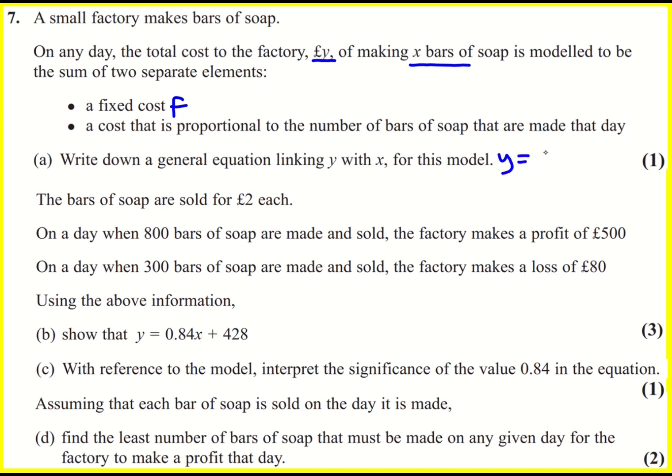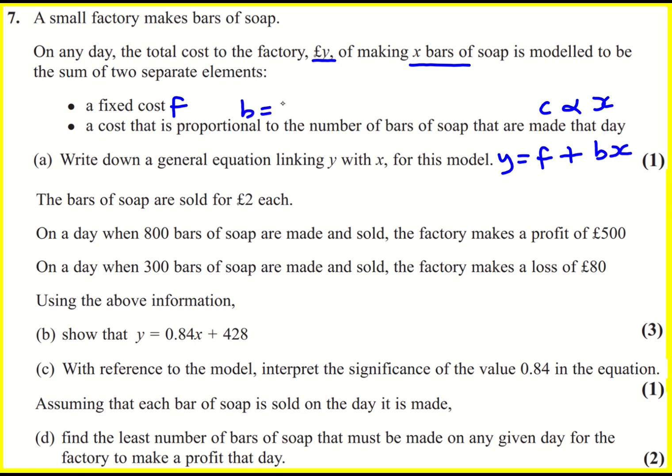Y is going to equal this fixed cost, and then this second cost is going to be proportional to X. The answers went with KX, and they also went with C instead of the fixed cost, but I'm going to write it as Y equals F plus BX.